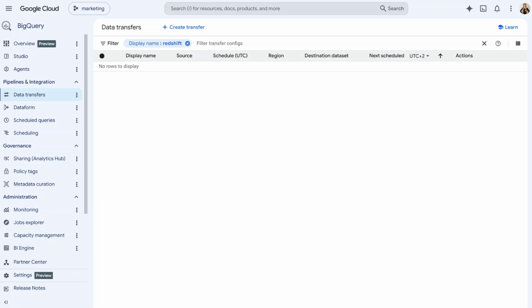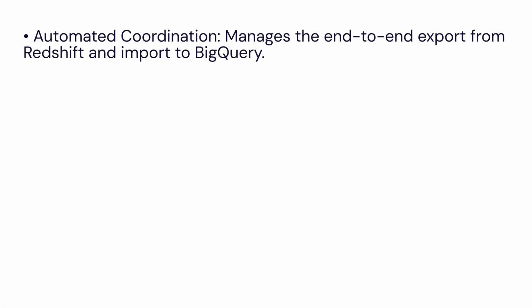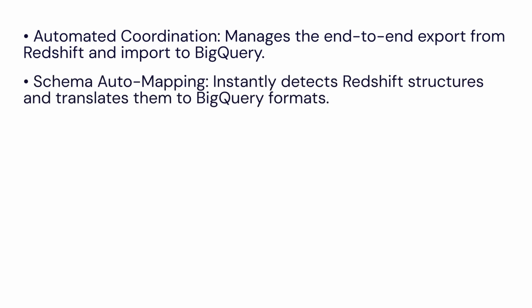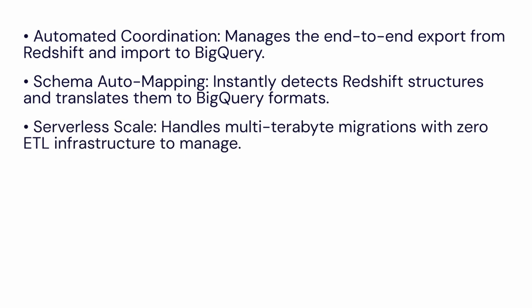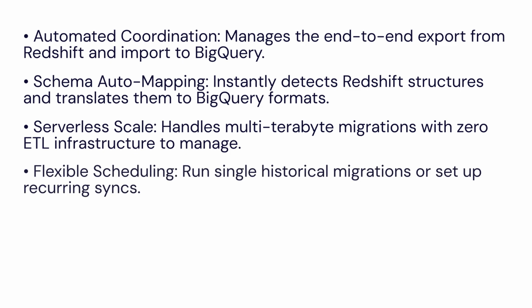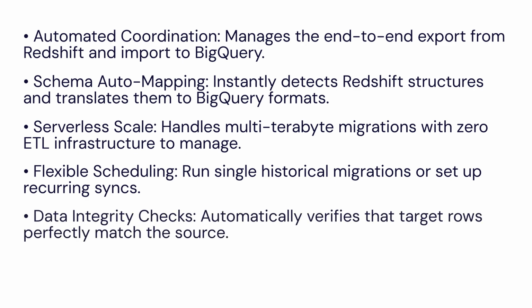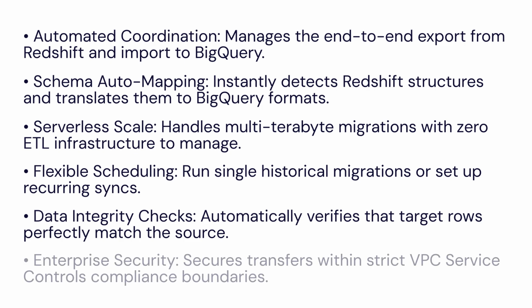Here are some of the key features of this service. Automated orchestration that fully manages the end-to-end export from Redshift and import to BigQuery. Schema auto-mapping that instantly detects Redshift structures and translates them to BigQuery formats. Serverless scale that handles multi-terabyte migrations with zero ETL infrastructure to manage. Flexible scheduling to run single historical migrations or set up recurring syncs. Data integrity checks to automatically verify that target rows perfectly match the source. And enterprise security that secures transfers within strict VPC service controls compliance boundaries.